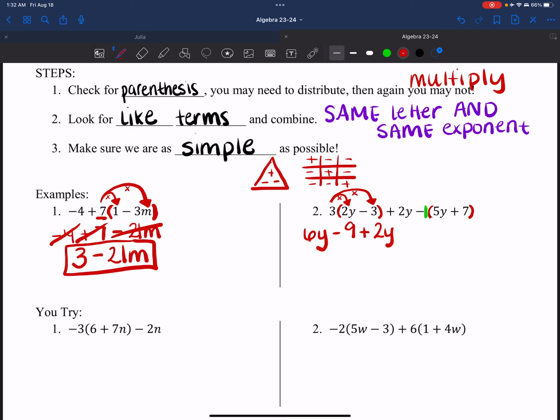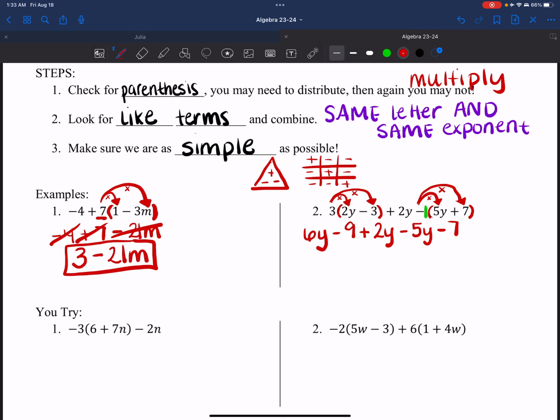Okay, and then we get rid of our parentheses by distribution. Remember, when we're distributing, we're multiplying. So we're going to multiply that negative 1 into everything inside the parentheses. Okay, so I've got negative 1 times 5y, which is going to give me a negative 5y. Then I've got negative 1 times 7, which is going to give me a negative 7. I look at it, there's no more parentheses, no more distribution. I can move on to step 2, which is look for like terms and combine them.